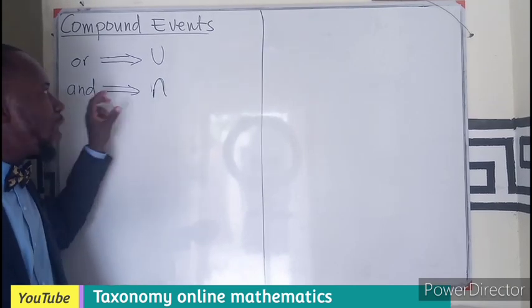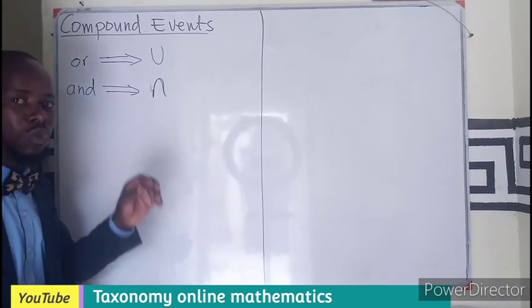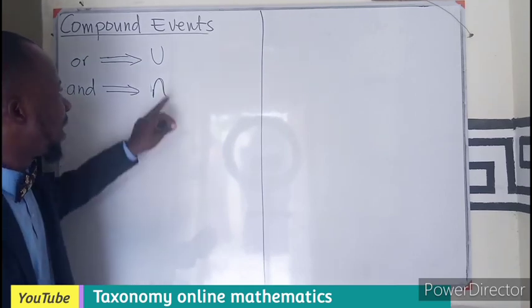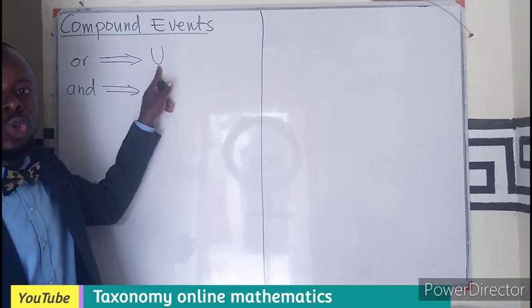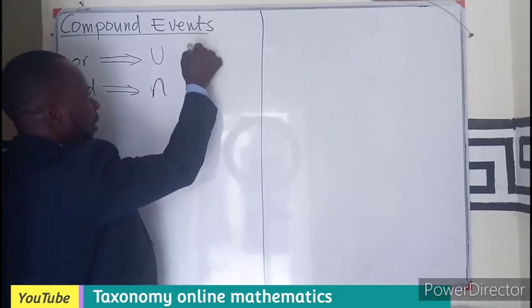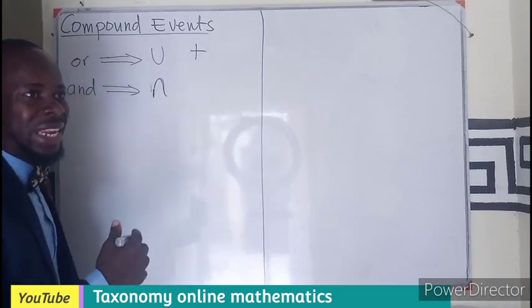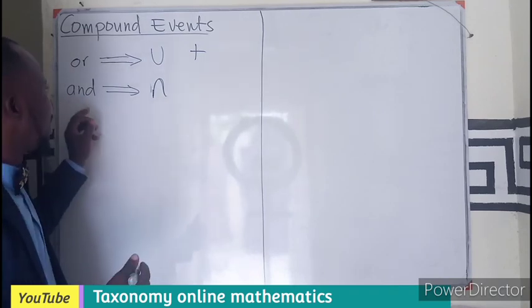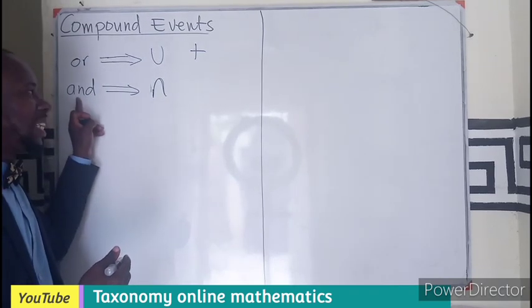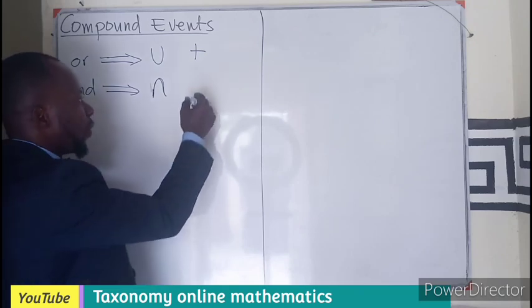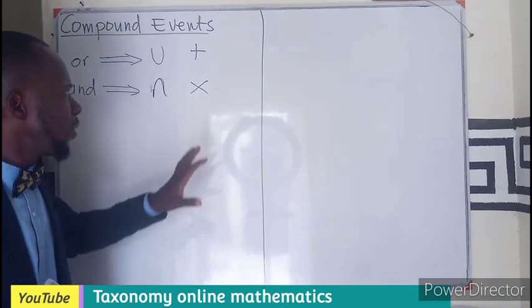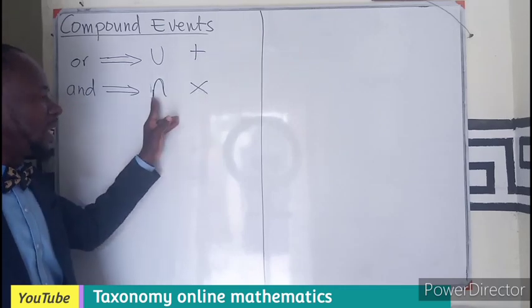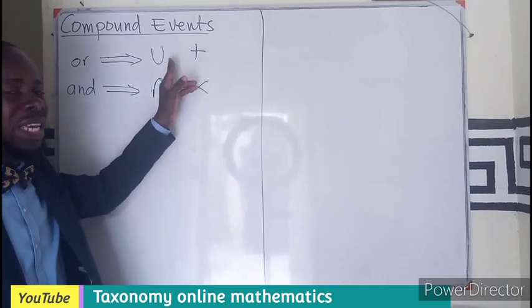Now, mathematically, how do we put this together to solve questions under probability? If we are seeing or, union, we are going to be using the addition law. Then, if we hear and, which means intersection, we are going to use the multiplication law. So this is multiplication if it is intersection, addition if it is what?